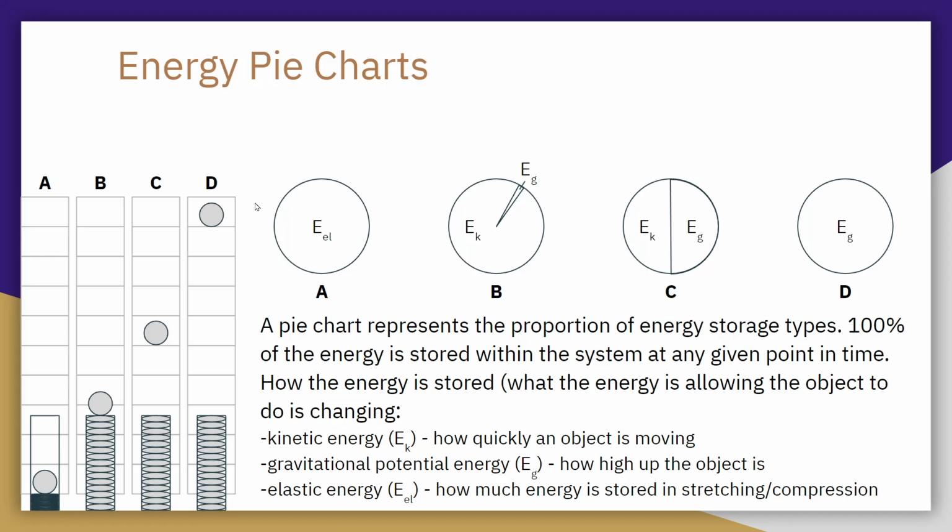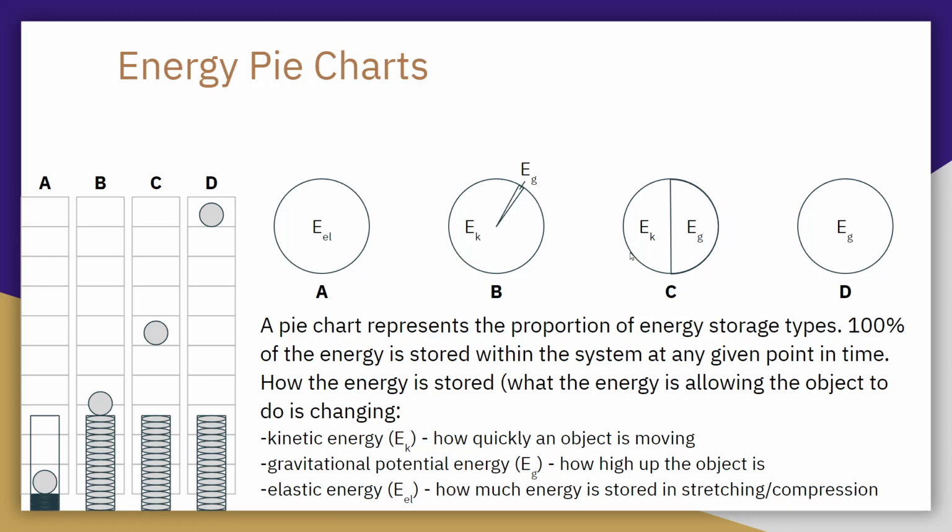Previously, we represented our energy in the form of pie charts. The size of each pie chart represented the total amount of energy we had within our system. And then we talked about what percent of our system could be accounted for in each energy storage type. We said that all of the energy was stored in the spring at location A, so it was elastic energy. At B, most of that energy was being used to move the ball, and then a little bit of it was associated with the height increase of the ball.